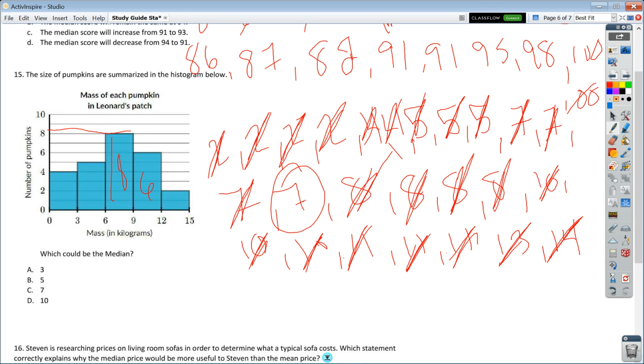And there's my last one, so it's 7. Or between 6 and 9, really, is what it is. So the answer could be 7, it could be 8, it could be 6.2. But our answer here, the best option is 7.